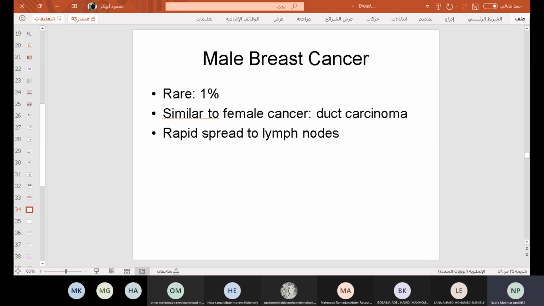Now, male breast cancer, as I said, is rare, 1%. It is similar to female cancer, but only the ductal subtype. Unfortunately, it is rapid in spread to the lymph nodes.